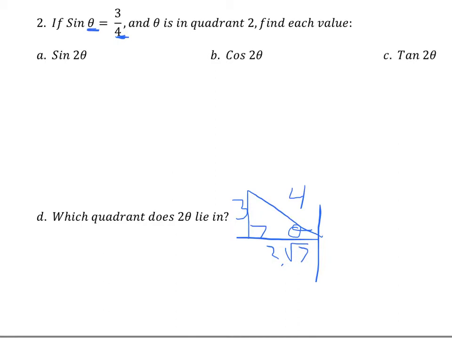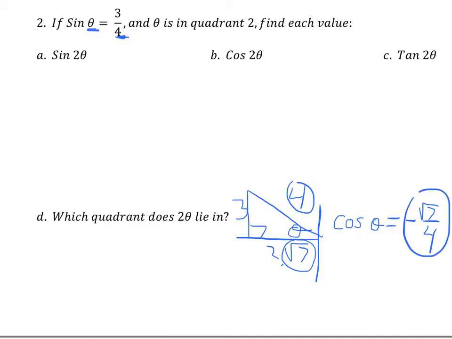Now to use a lot of these formulas, I just have to figure out what cosine of theta is. Since we're in the second quadrant, cosine is negative. And you just use SOHCAHTOA, so cosine is adjacent over hypotenuse, so it's negative root 7 over 4. Now these values right here, 3/4 for sine of theta and negative root 7 over 4 for cosine of theta, we're really going to use these, especially for A and B.